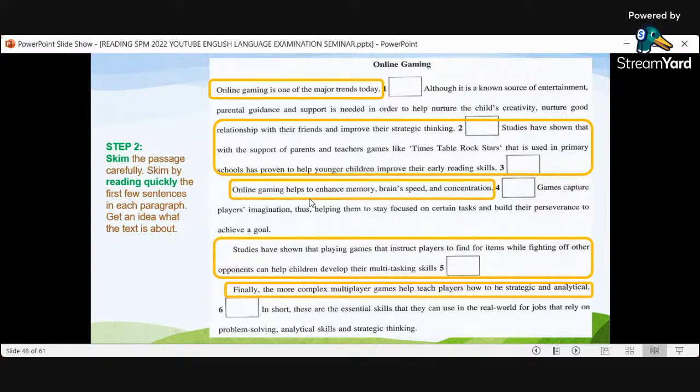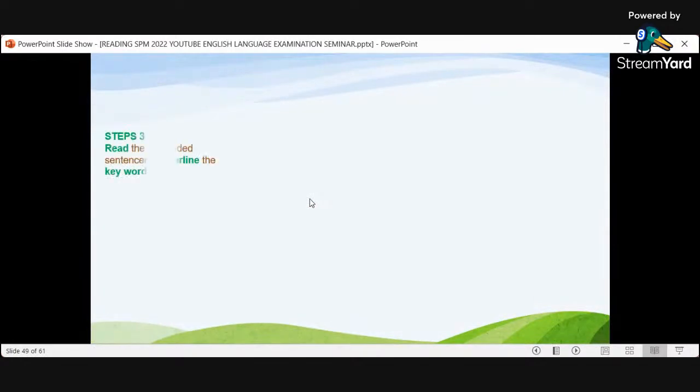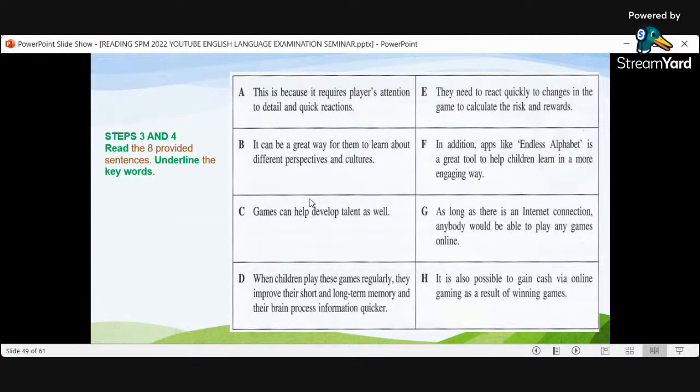So looks like, when I'm just skimming, it's about online games and how they help children with reading skills, with memory, with the brain, with all kinds of different strategies and skills, and how to make someone more strategical. Analytical means you know how to strategize certain things. Okay, good in strategies. All right, an essential skill that can be used in a real job. Okay, so good things about online gaming. Right, so I know it's about positive things, so I read the 8 sentences.